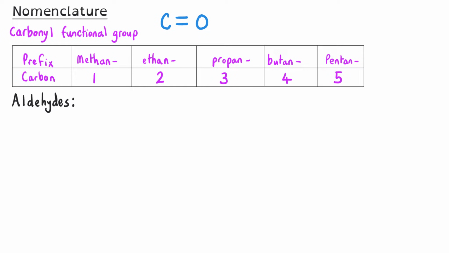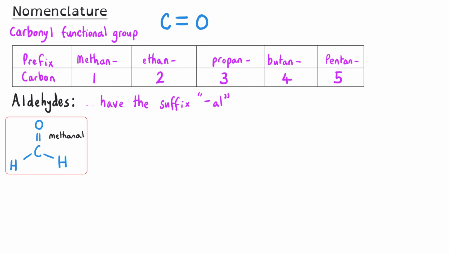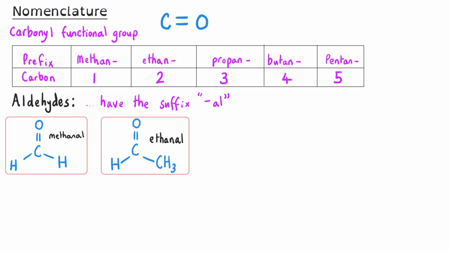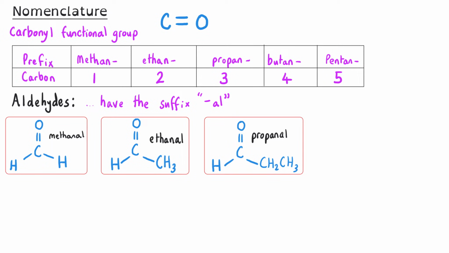And then for aldehydes, aldehydes always have the suffix al. So that means their name will always end in al. And so the shortest aldehyde would be methanal, which has got hydrogen atoms attached to the carbonyl carbon and is the only fully planar aldehyde. And then with a second carbon, we've got ethanal, and then propanal as the chain lengthens, butanal, pentanal, etc.